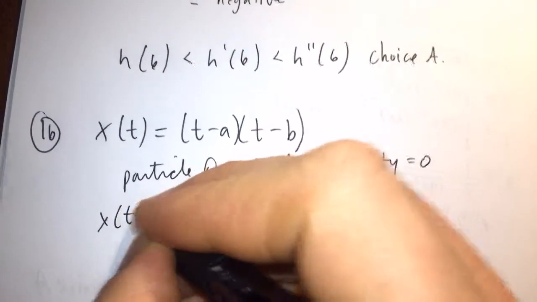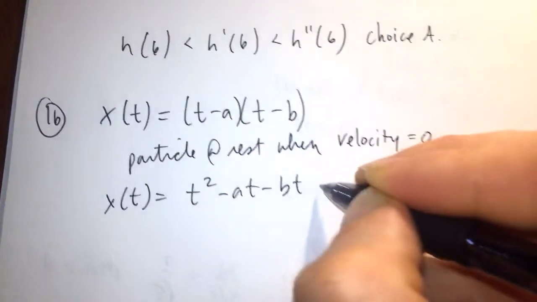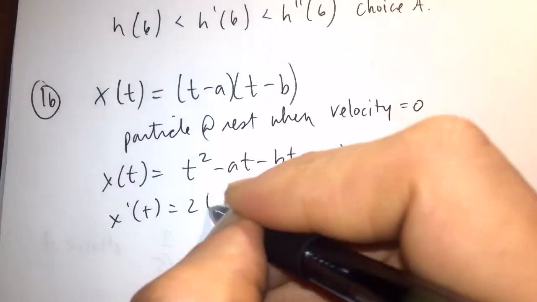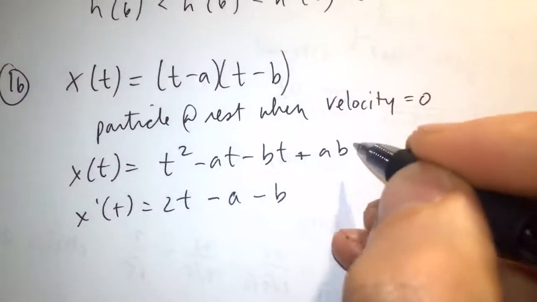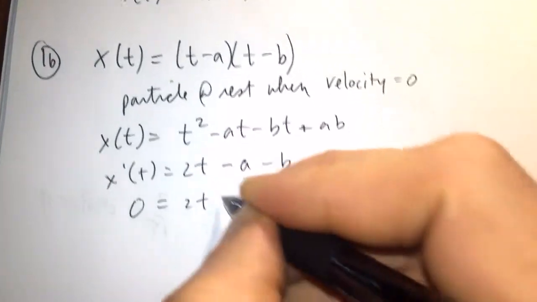So what I'm going to do is I'm going to expand this before I take the derivative. So if I differentiate this, I get 2t minus a minus b, and this is a constant. The derivative of a constant is 0. So I'm going to set this equal to 0. I'm going to solve for t essentially.